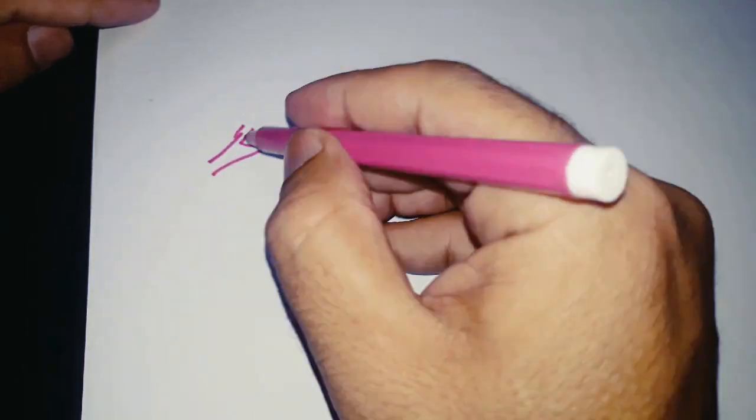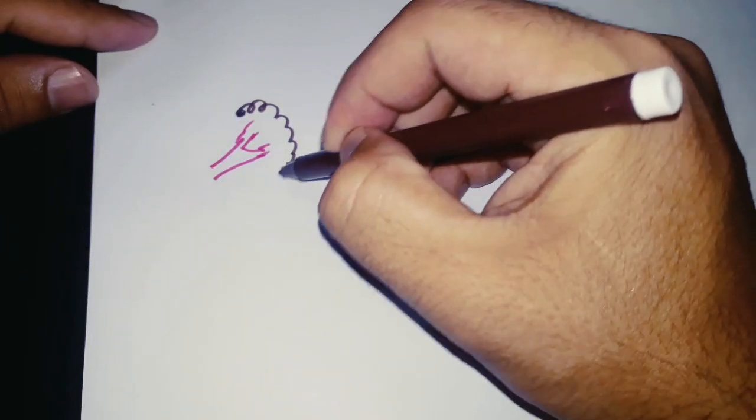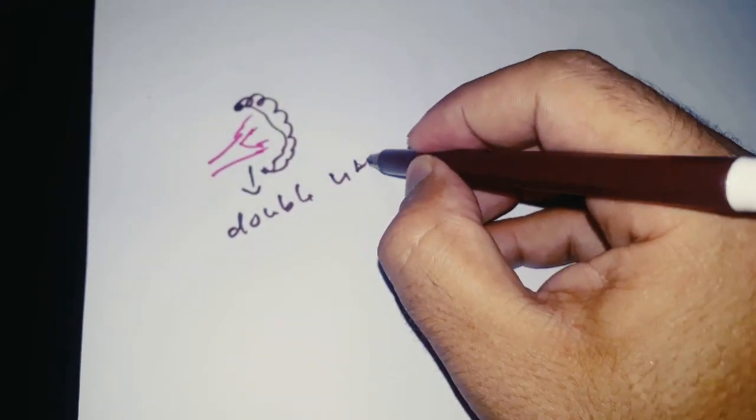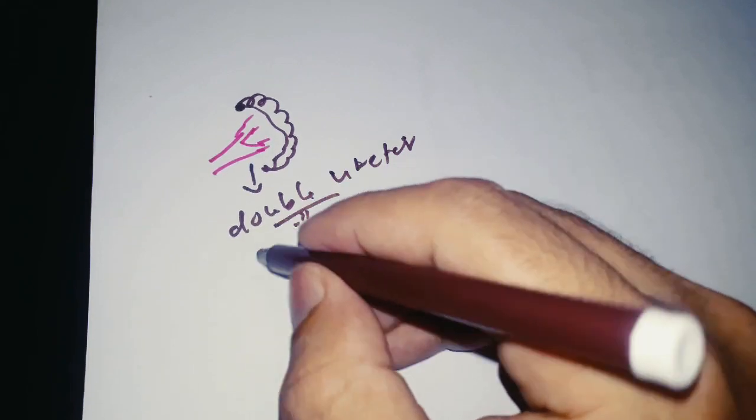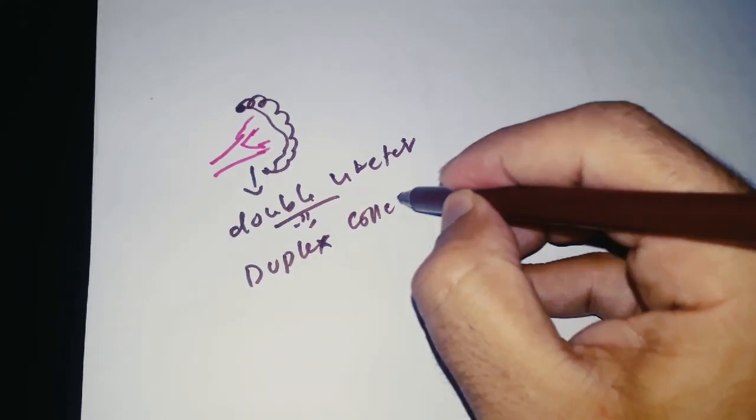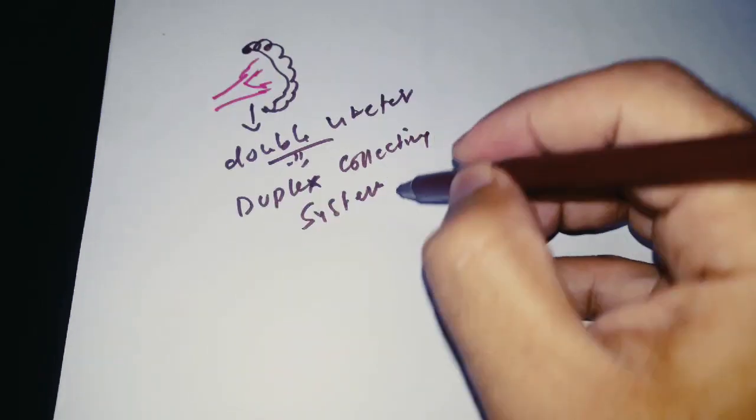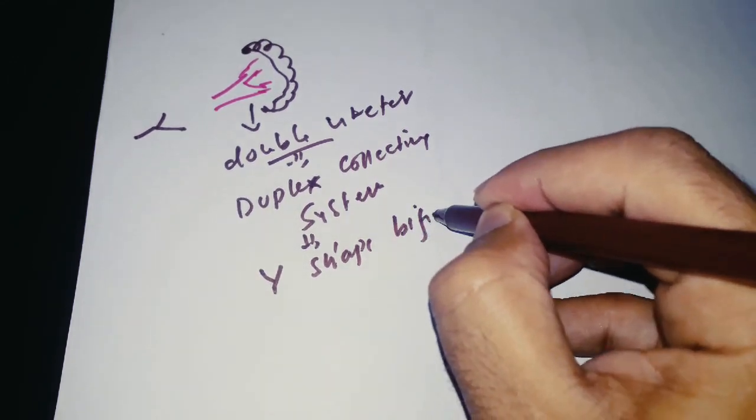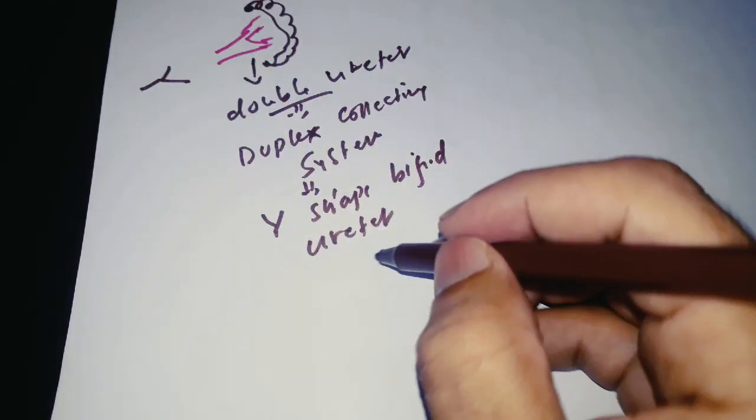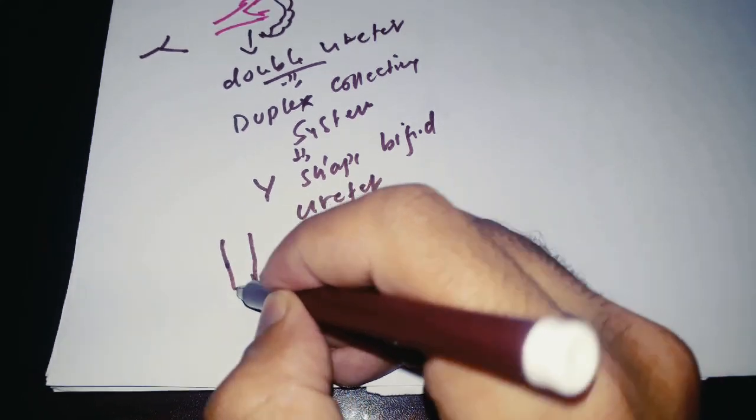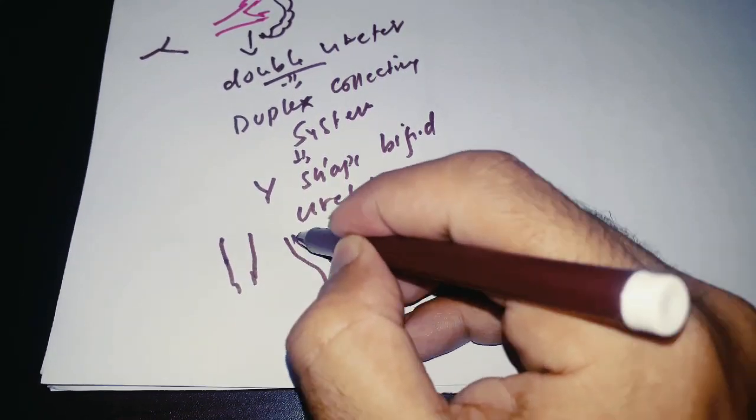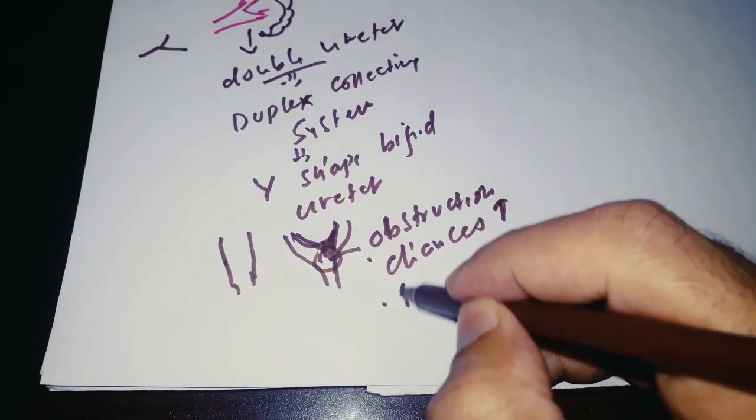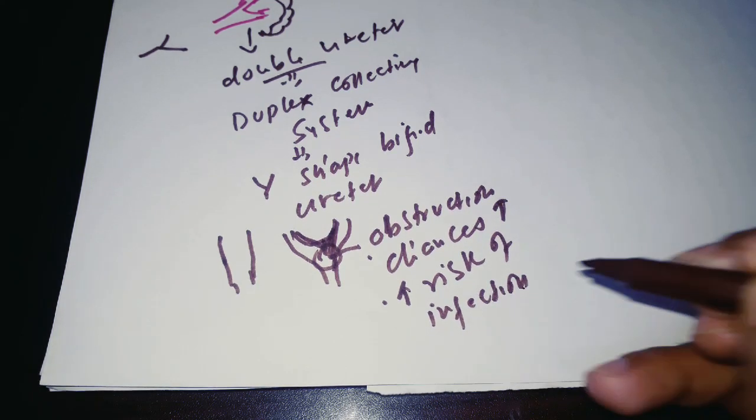You can see now, the two ureters enter the metanephric vesicle. These two ureters are called a double ureter, or it can also be called a duplex collecting system. Two collecting systems or two ureters, and its shape is like a Y, so it is also called a Y-shaped bifid ureter. Now this is one ureter. If it divides into two ureters, then the chances of obstruction will increase, and the risk of infection will also increase.